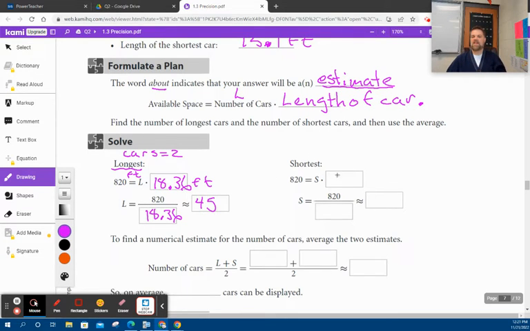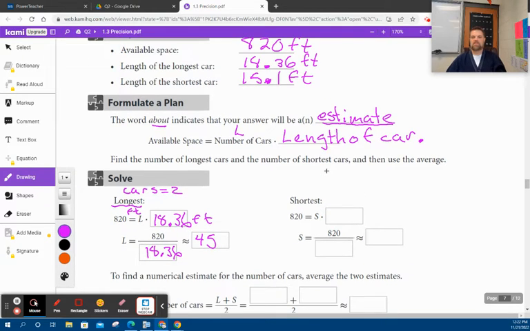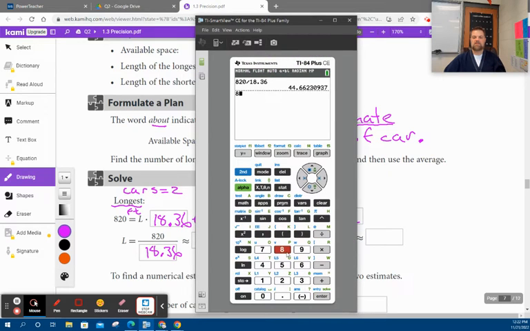Now, what's the length of the shortest car? What number do I put in here? 15.1. Yep, 15.1. And so I'm going to say 15.1. See how many times that goes into 820. So I'm going to say 820 divided by 15.1. Hit enter. And I've got, it's about 54 cars.